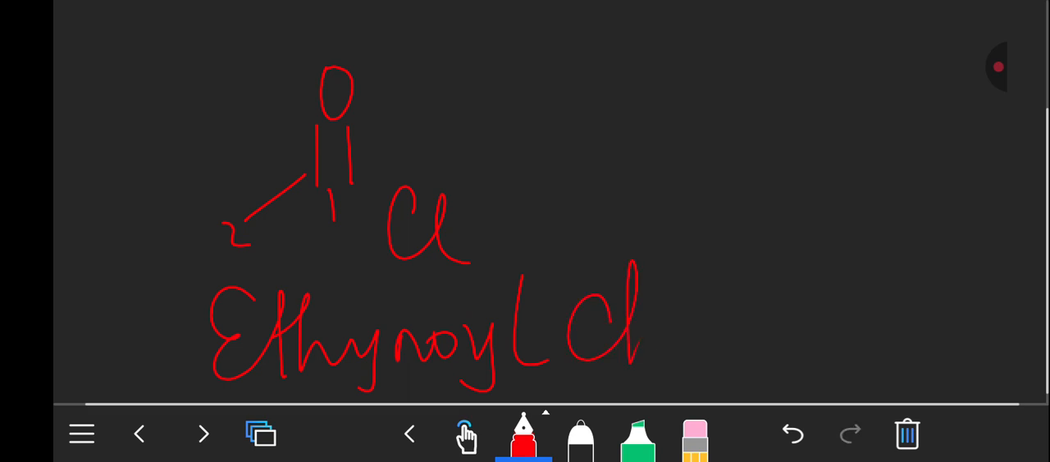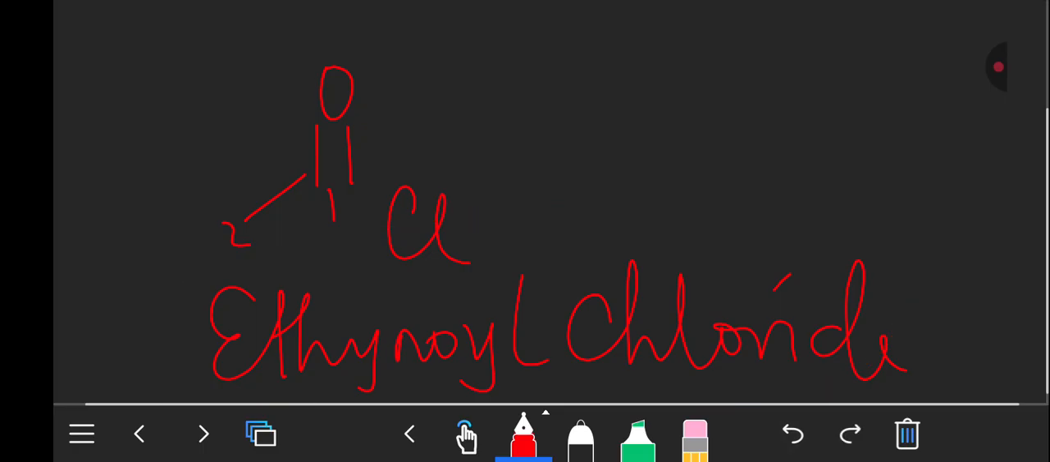So it's chloride, like that. So this is ethanoyl chloride. So this is how to name this compound. So this is the systematic name. It is the agreed upon way of naming this compound.